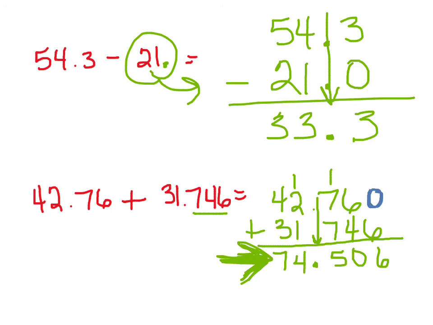So make sure you are lining up the numbers and the decimals. You are adding a decimal to the end of a number if there's not a decimal. You are adding zeros to fill in the holes. And then when you add and subtract, you make sure you bring your decimal down in your answer.